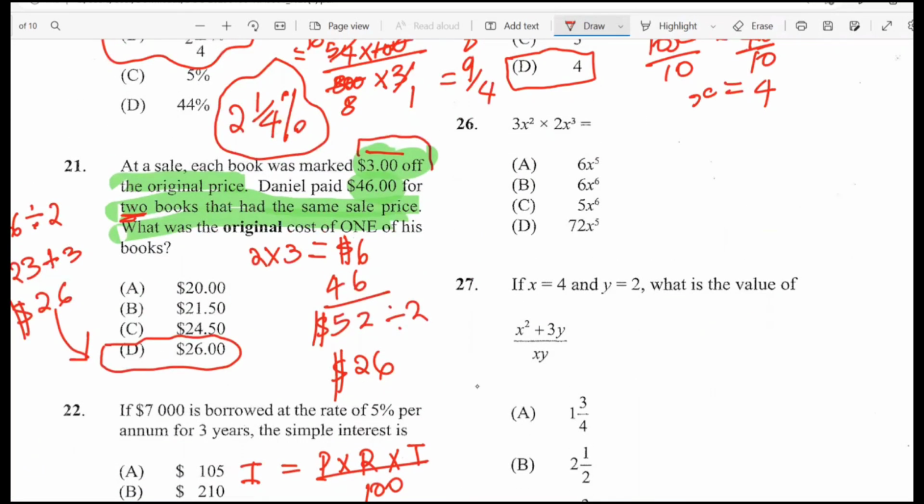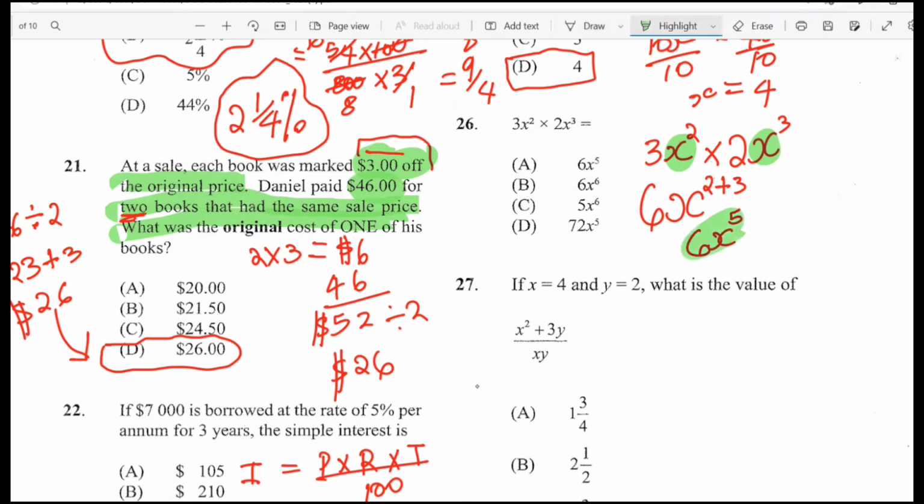26. We're looking at 3x raised to the second times 2x raised to the third. When you multiply the same letters, the law of indices suggested that we will add their power. So basically, 3 times 2 will give us a 6. But we have an x to the second multiplying by x to the third. So you add their powers. So we have 6x raised to the 5th. And the answer is at A.